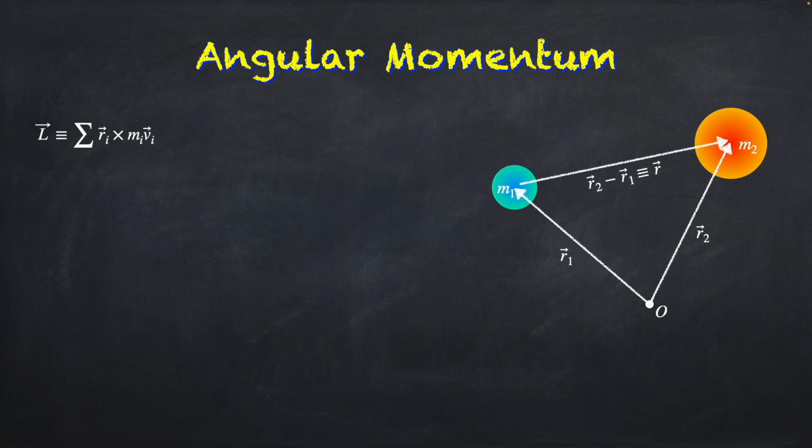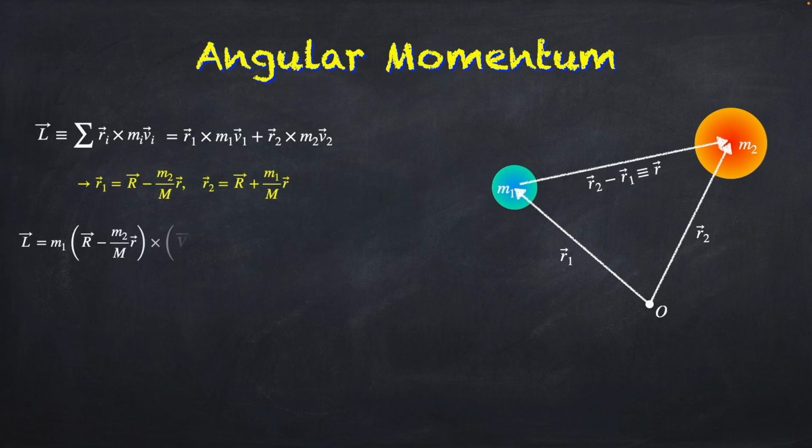Now, we only have two objects to worry about, so our sum is only going to be two terms, the angular momentum of m1 plus the angular momentum of m2. But remember, we don't want to use R1 and R2, so we're going to substitute our coordinate change into this equation.